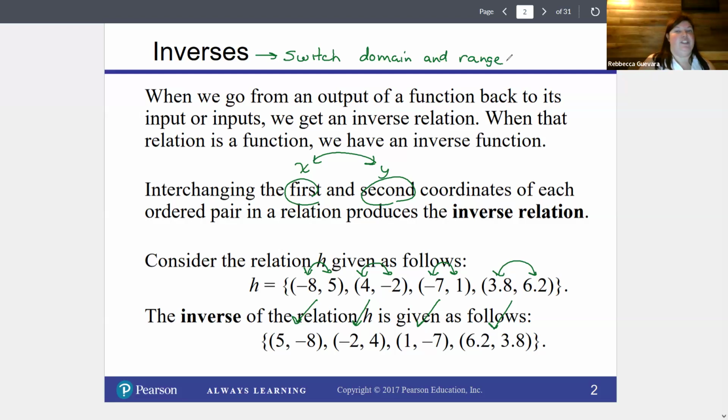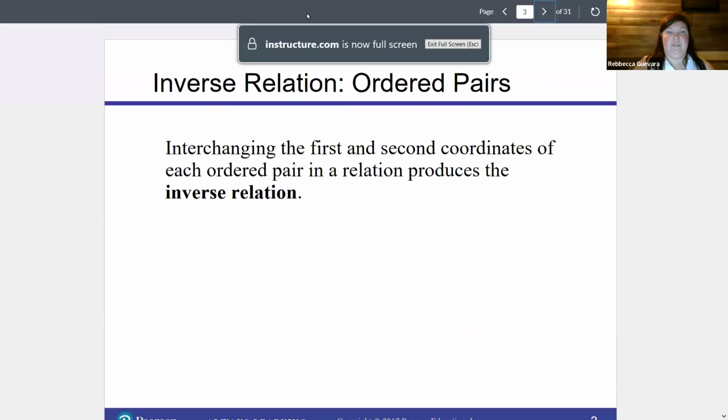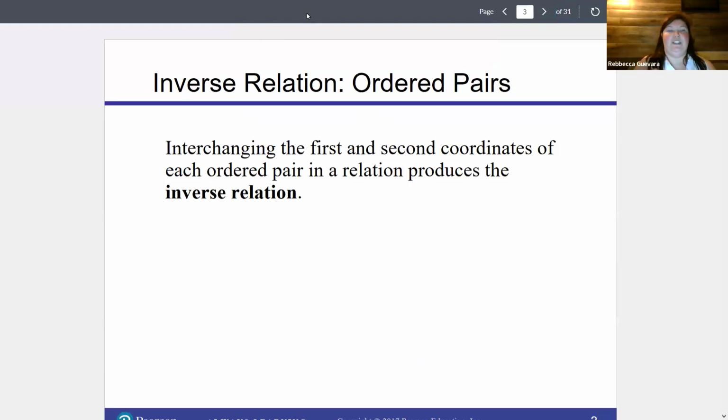So the idea of an inverse function is that an inverse relation essentially undoes what the original relation did. So we want to see how this is going to relate to functions. Like I said, interchanging the first and second coordinates of each ordered pair in a relation produces your inverse relation. That's just with ordered pairs.